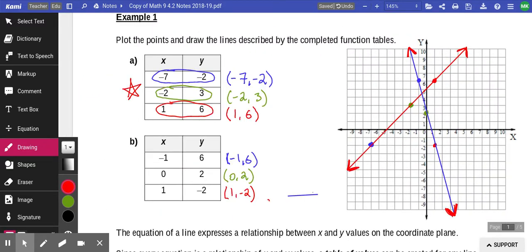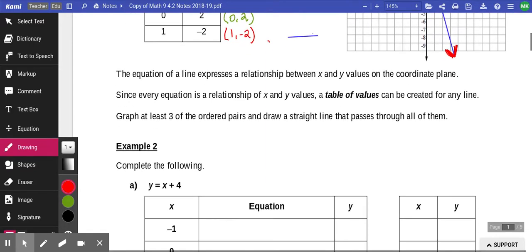Cool. Did you guys do stuff like that here? Plot points, connect them, make lines? Yeah. Some of you no. Okay.